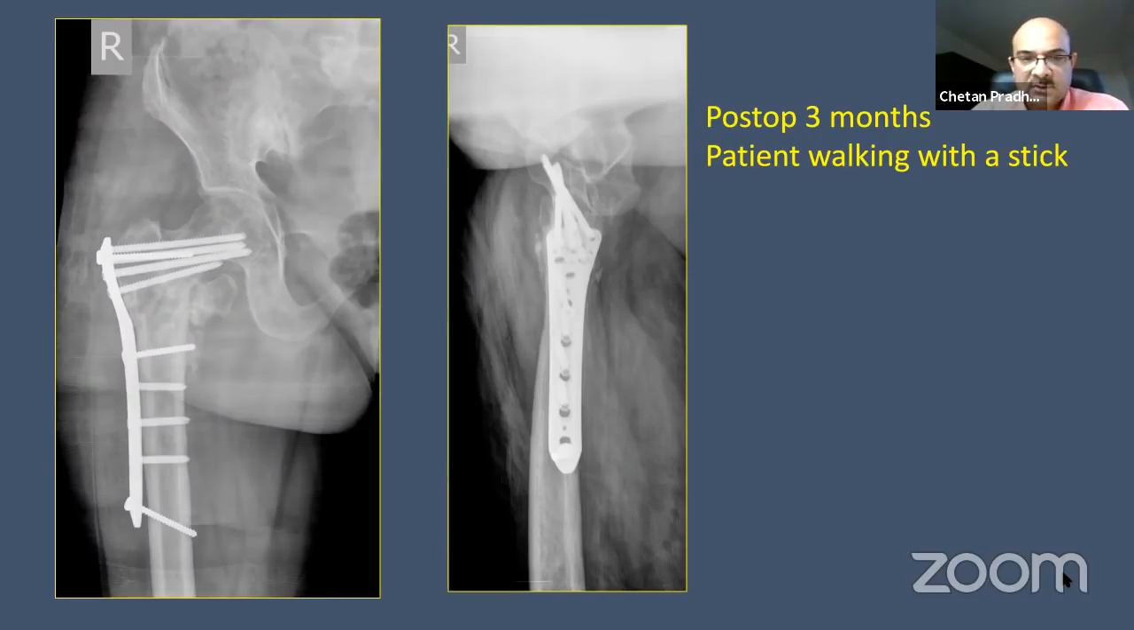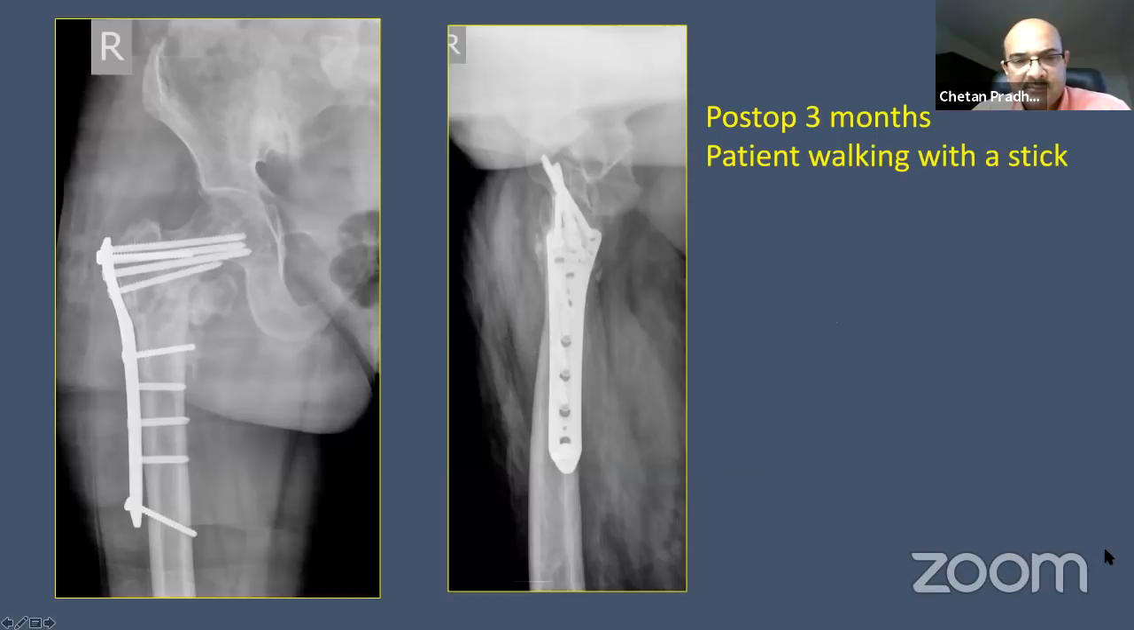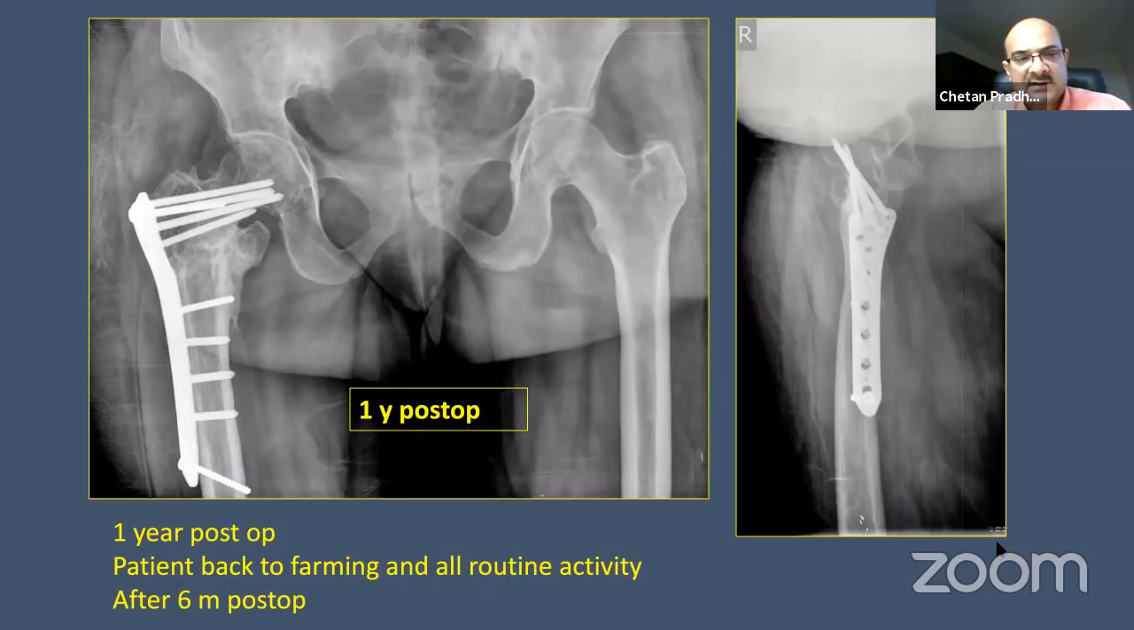Just go one slide back, Sunil. Yes, so I revised it. I tried to get as much contact as possible after freshening the ends. I bone grafted it and gave a good rigid fixation. Next. So this is at 3 months, he was walking with a stick. And one more, next. This is at 6 months.